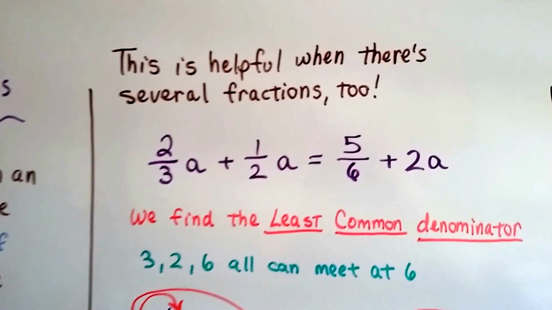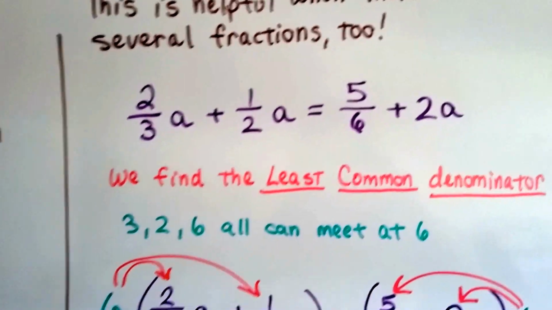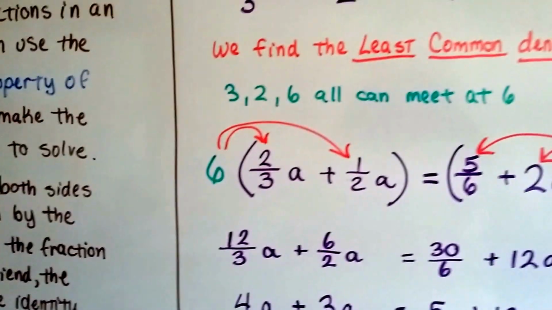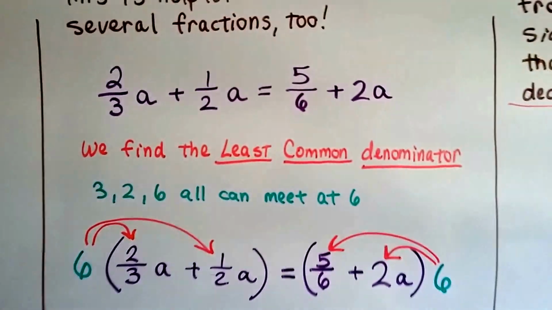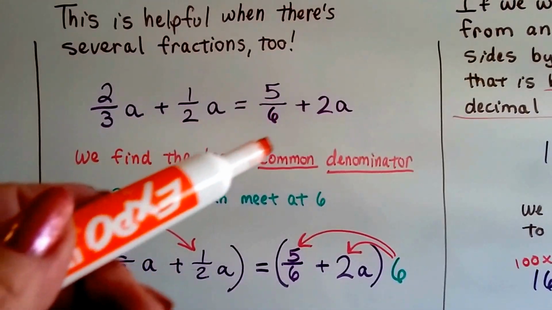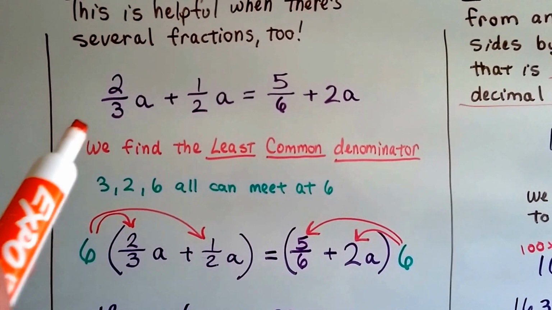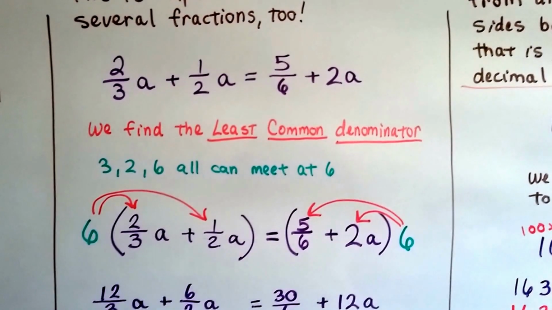So this is helpful when there's several fractions too. Now, we don't need to multiply by the reciprocal here. We can just multiply by its least common denominator, okay? So let's say we had 2/3 a plus 1/2 a plus 5/6 plus 2a. And they all have different denominators, don't they? So we can't even combine these like terms until we get the denominators the same.